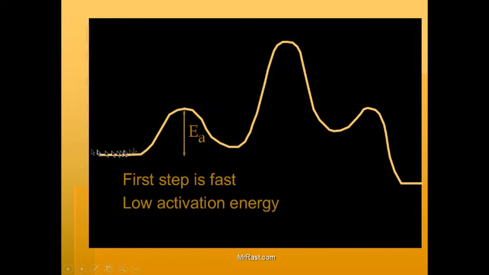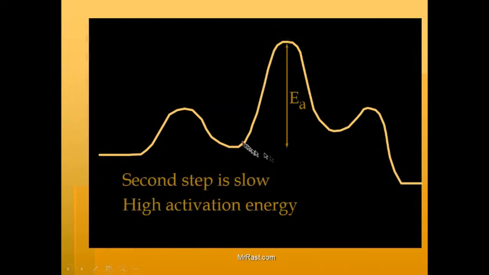If you think about rolling a ball over hills, you'll be able to roll it over this hill easier than rolling it over the second hill. The second hill has higher activation energy. This is a slow step. It's more difficult to get over this one. So this step will slow down the reaction, because not everything will make it all the way over this second step.